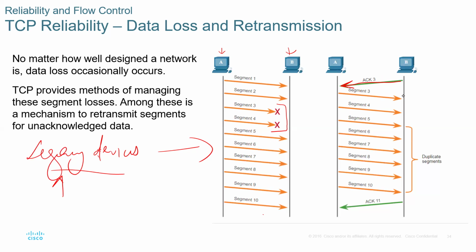Then they will be resent. It will resend 3, 4, 5, 6, 7, 8, 9, 10, because there is another acknowledgement at 11 here. All of them get resent. However, it leads to duplicates, because what we are only missing is 3 and 4.